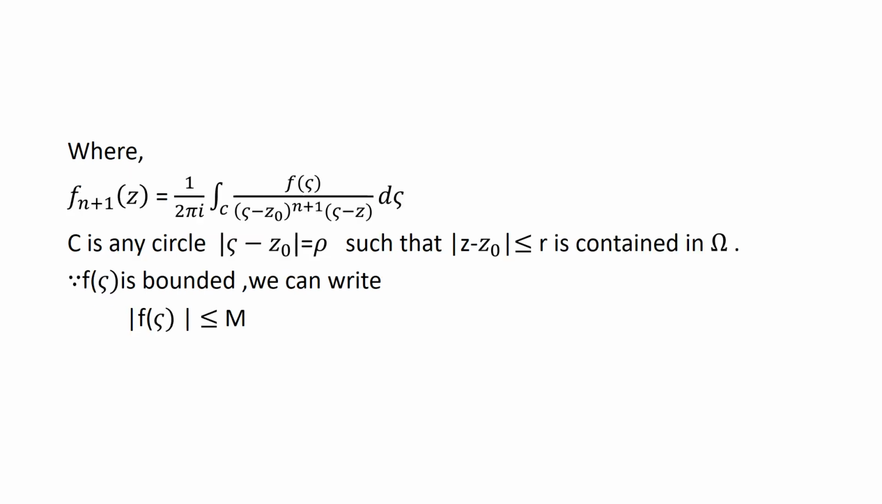where fₙ₊₁(z) is 1/(2πi) times the integral over C of f(ζ) / ((ζ − z₀)ⁿ⁺¹ (ζ − z)) dζ. C is any circle |ζ − z₀| = ρ, such that the disk |z − z₀| ≤ r is contained in Ω. Since f(ζ) is bounded, we can write |f(ζ)| is less than or equal to M.